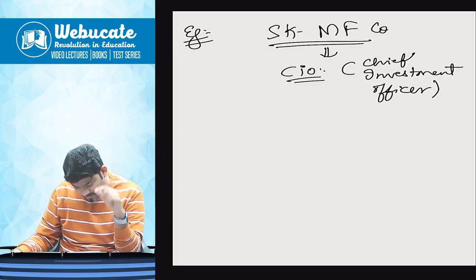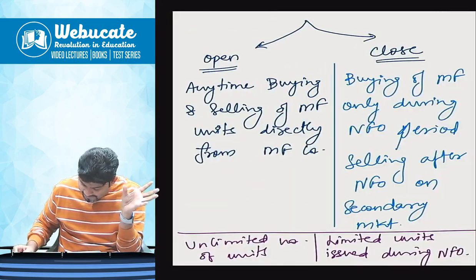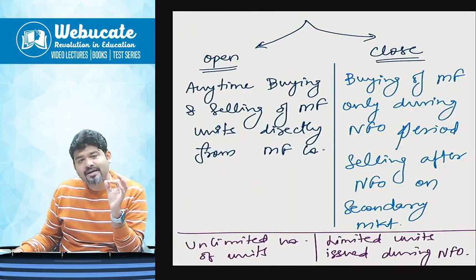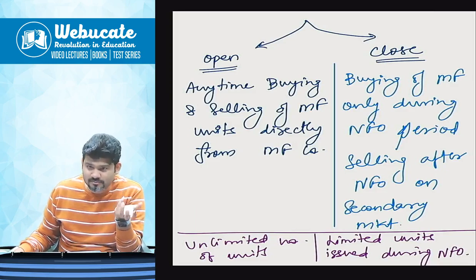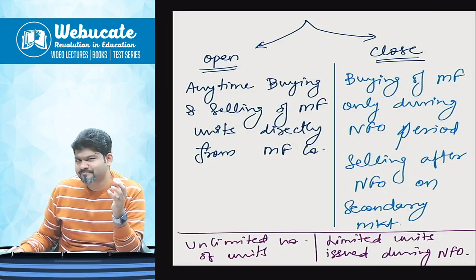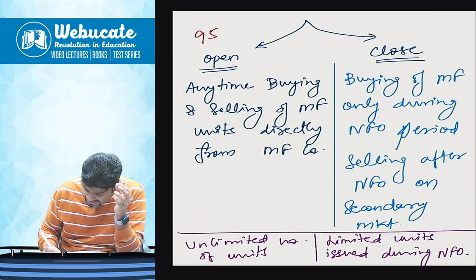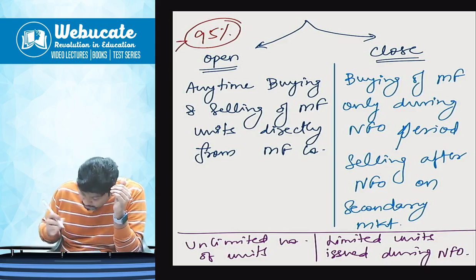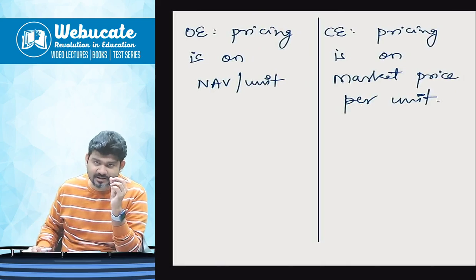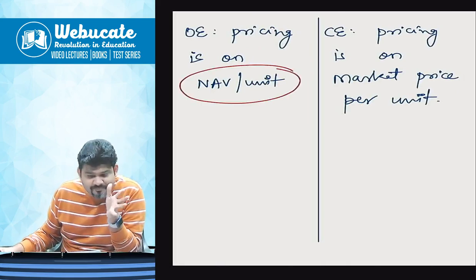Okay. Now, my next question. Also one more thing. Did I tell you all how many mutual funds in India are open-ended in terms of percentage and how many are closed-ended? Any idea? Did I tell you all in the last session? More than 95%. Not even 95, more than 95% are open-ended. So, obviously, in open-ended, the pricing of mutual fund is on NAV per unit.